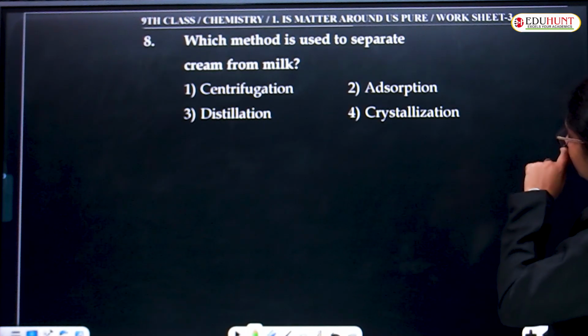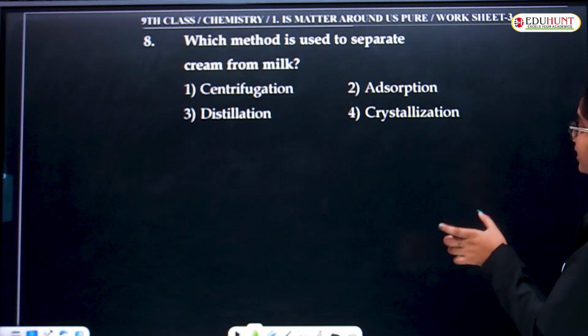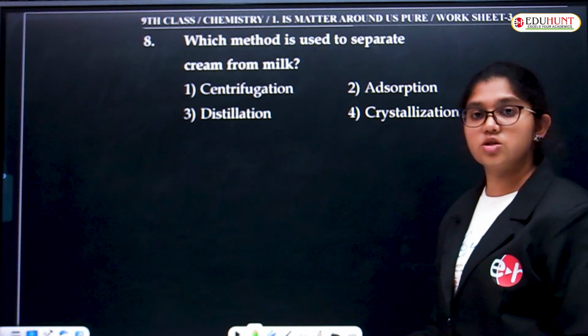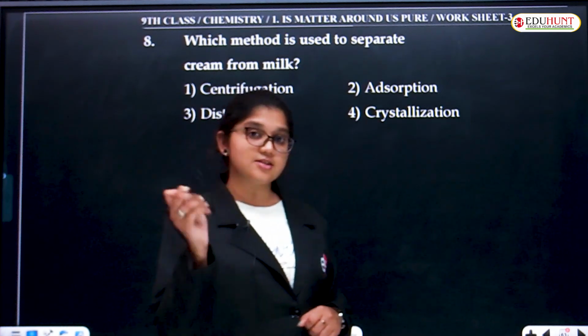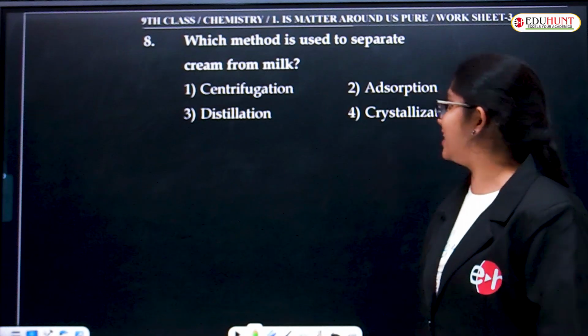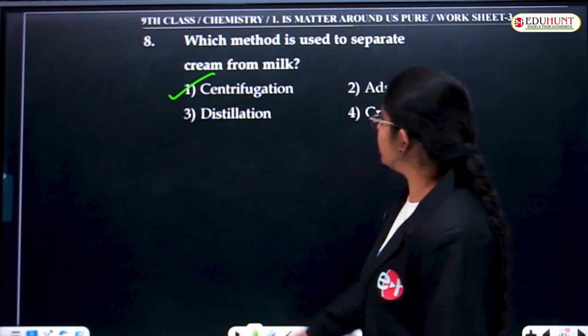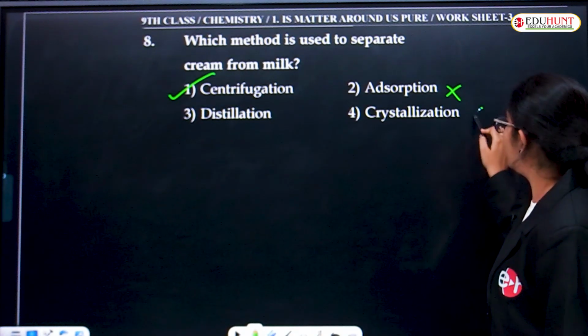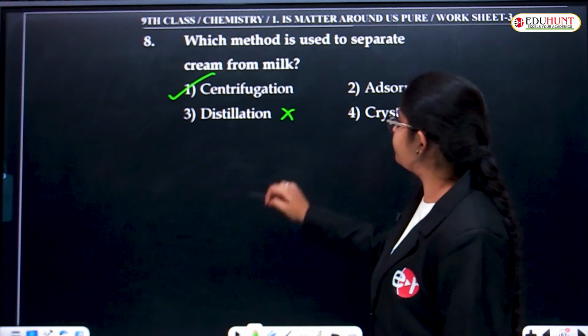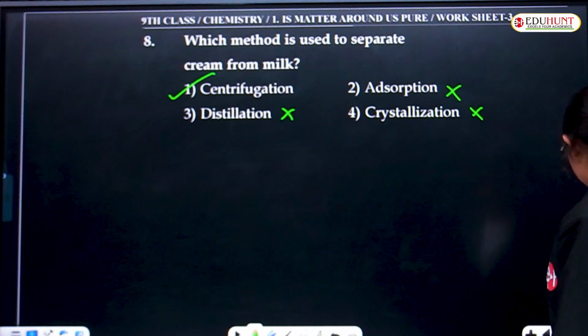Question number 8. Which method is used to separate cream from milk? This is also from concept only, children. Cream from milk. How are we going to separate that? By which process? Centrifugation, right. So, centrifugation. Option 1 is given. Not absorption, not crystallization, not distillation. Okay. Yeah, moving next bit.